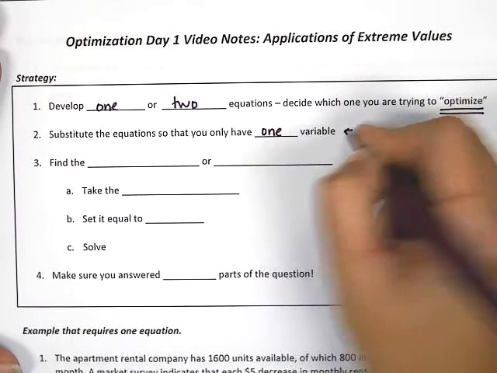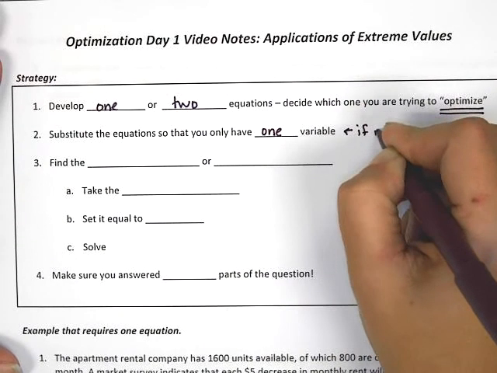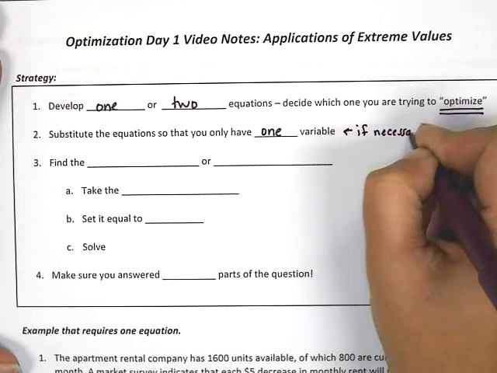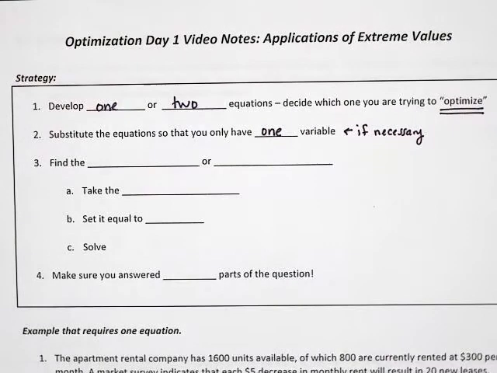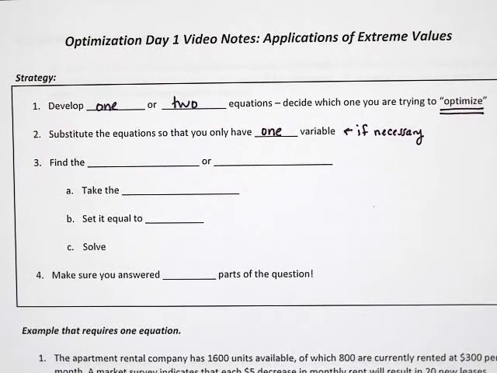Now this is only if necessary. If your problem already only has one equation with one variable, you don't really have to worry about this. But if you do have two equations and two variables, you need to make this become one equation with one variable, which means substituting.